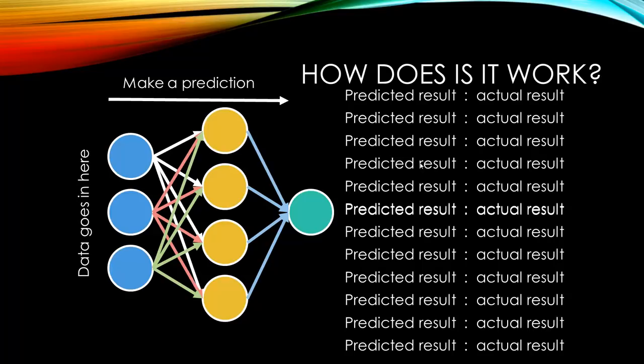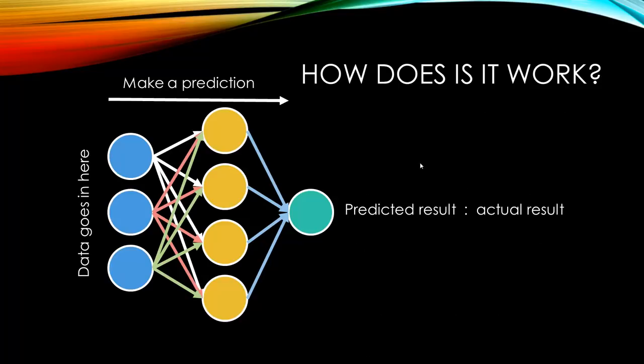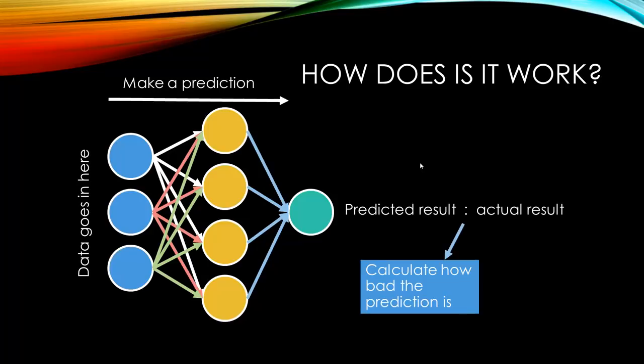But keep in mind that it's not just one. You're doing that for every single piece of data you have. And so, of course, the more data you have, the more accurate you're going to get in terms of how bad is my answer. What we want to know is how lousy did I do in this prediction? It seems somewhat counterintuitive, but this is what we're going to do. Calculate how bad the prediction is. So if I have 10,000 rows and I got 1,000 right, well, that's 10%.